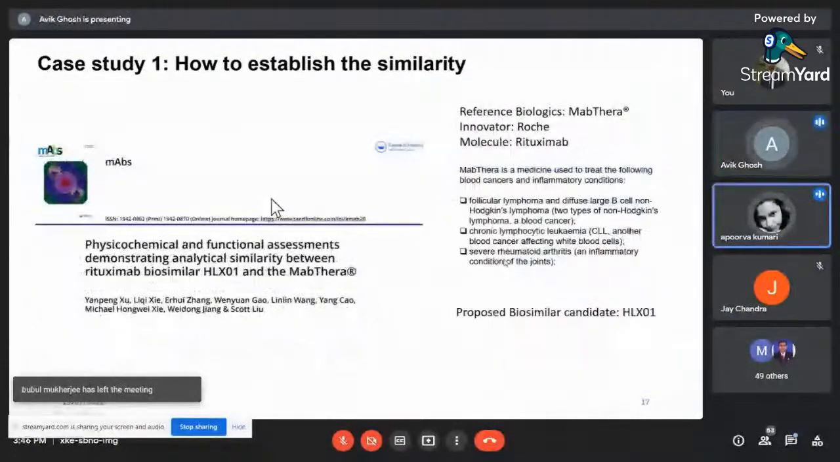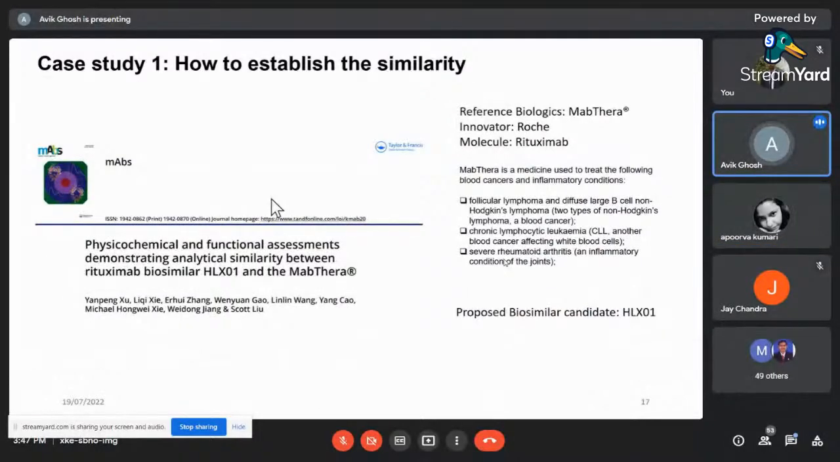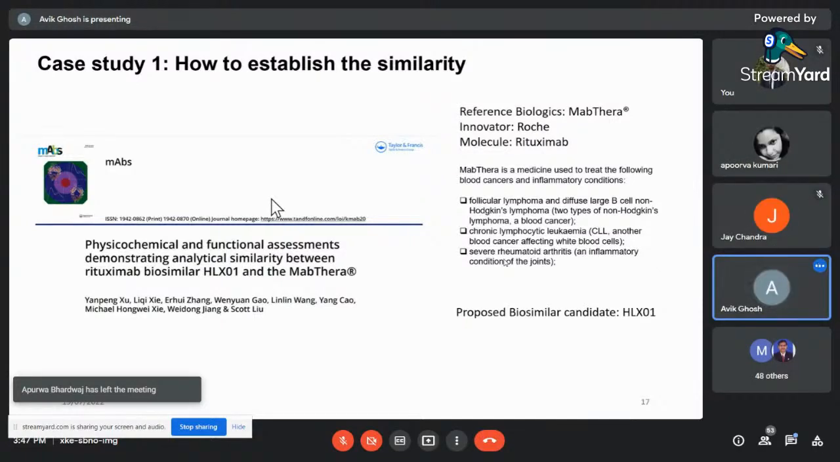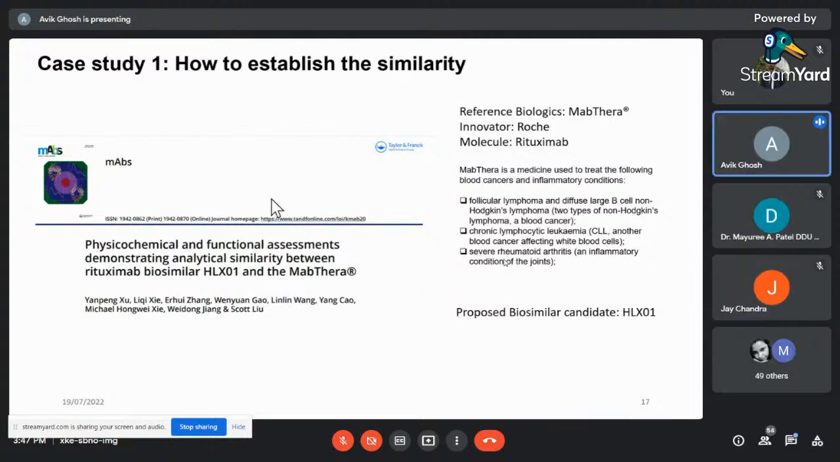Okay, so as I mentioned throughout my presentation, establishing the biosimilarity, the analytical similarity, is a key factor in the biosimilar development. After all the development is done, you have the product, you are making the product multiple times in your manufacturing facility. But before getting the approval, you need to show that your product is analytically similar to the reference product.